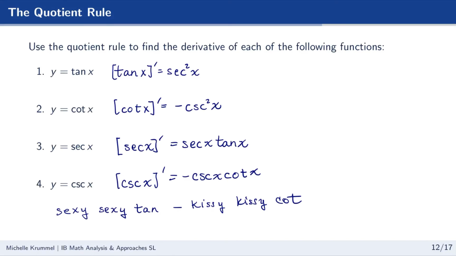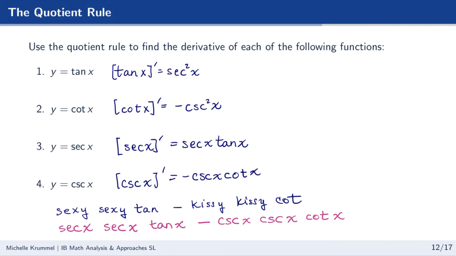And what that is supposed to represent, sexy is supposed to represent secant x. And then tan, of course, represents tangent x. Minus kissy is supposed to represent cosecant x, and then cot is supposed to represent cotangent of x. Okay, how does this help with the derivatives?